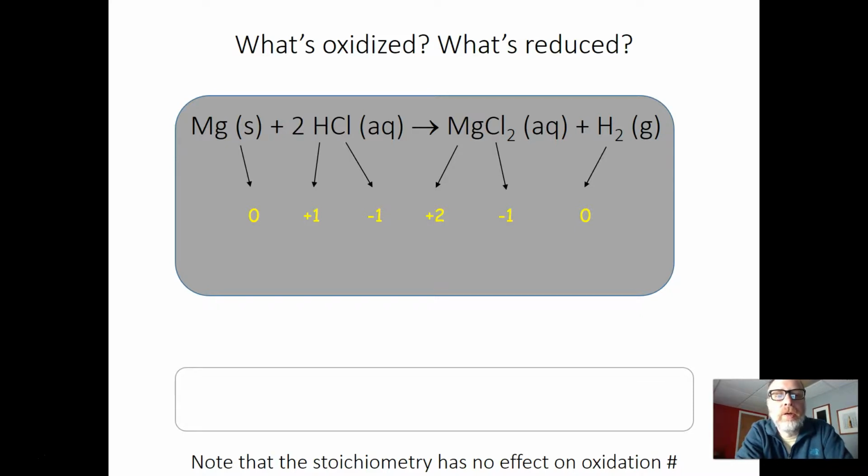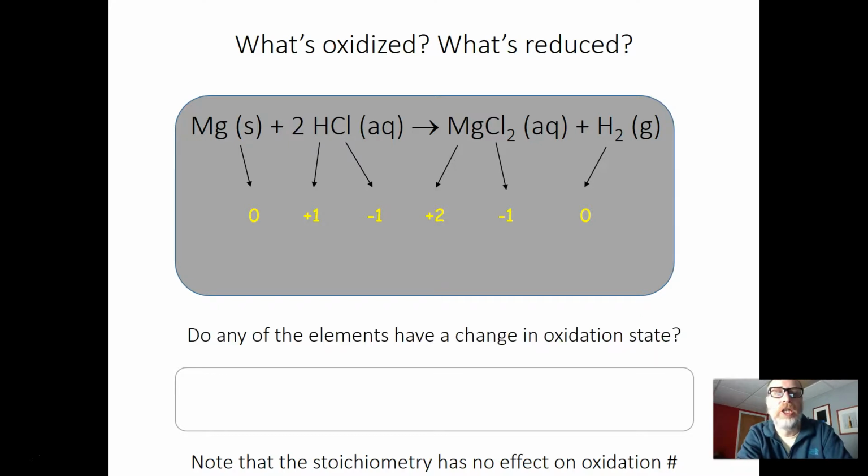Now let's look. Magnesium on the left-hand side is 0, and magnesium on the right-hand side is +2. So magnesium's oxidation number is changing. It's going from a 0 to a +2. And then I look and I say, okay, chlorine on the left is -1, chlorine on the right is -1, it doesn't change. But hydrogen on the left is +1 and it's 0 on the right-hand side, so it's changing too. So we have two things that are changing.